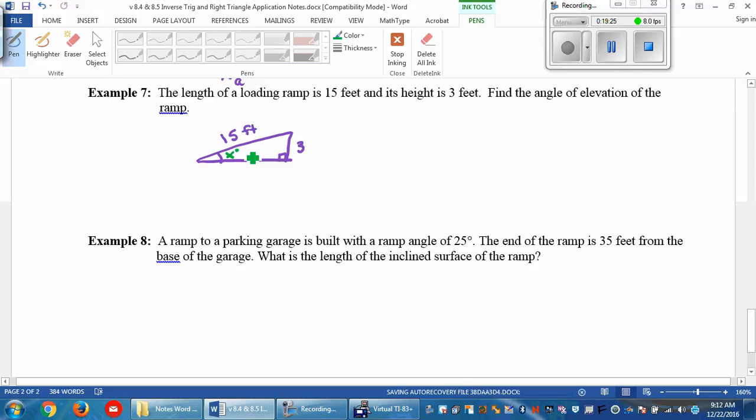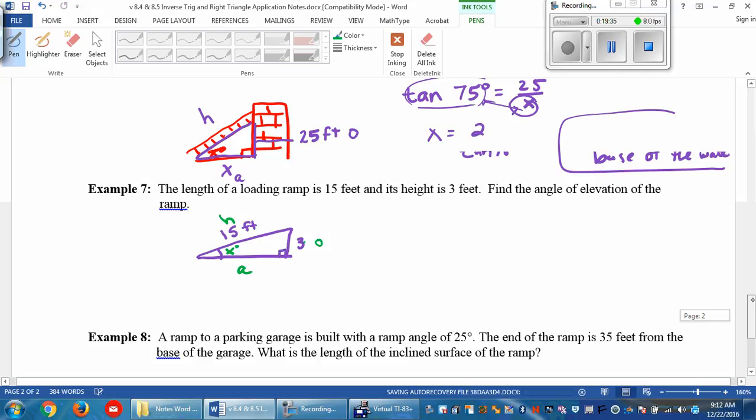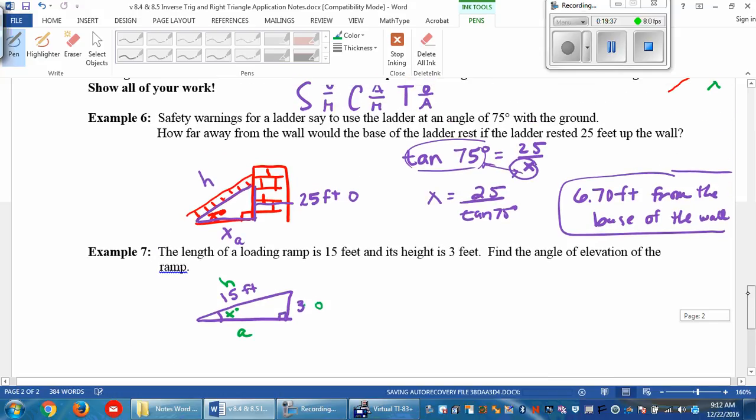So bring back your trig functions. Here's the O because it's opposite. H, A. So what do we have? We have the O and the H. O and H looks like the sine. So we get the sine of x is equal to O, which is 3, and H, which is 15.